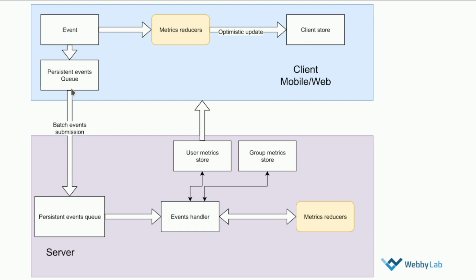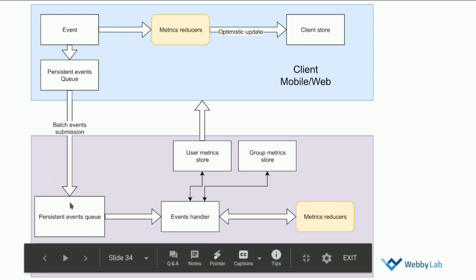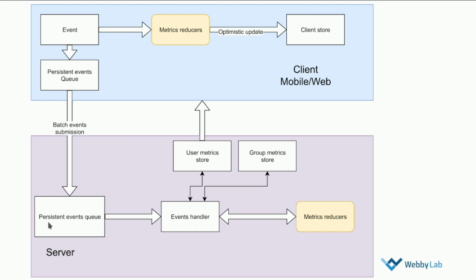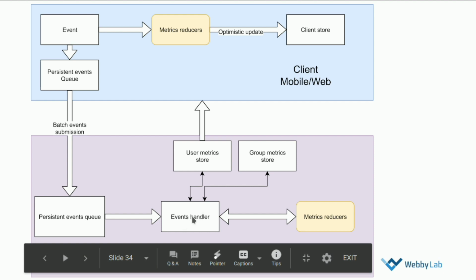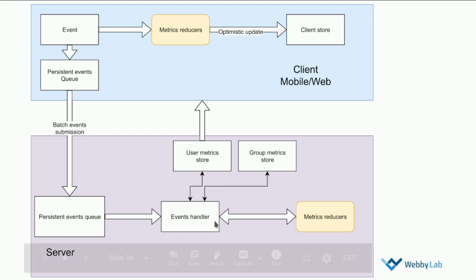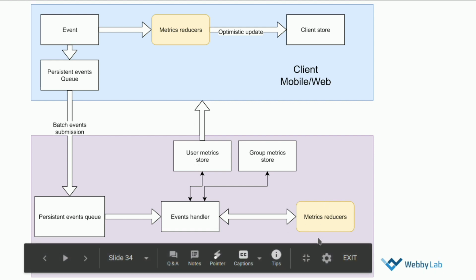But at the same time, we persist these events into our queue. From time to time, we periodically submit these events to the server and save them in a persistent event queue on the server side. And we have event handlers here, and these event handlers can use the same reducers that we use on our front-end part. So it's the same code. Using these reducers, we can build the same state on our server and save it to the database. So we have a user metric store and a group metric store.